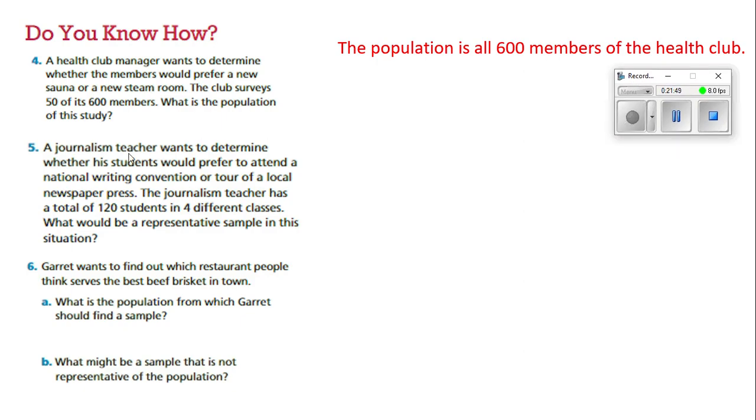Next, a journalism teacher wants to determine whether his students would prefer to attend a national writing convention or a tour of a local newspaper press. The journalism teacher has a total of 120 students in 4 different classes. What would be a representative sample in this situation?